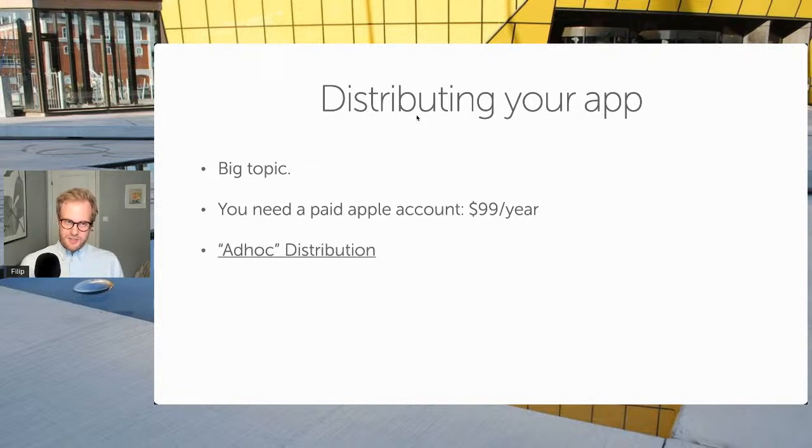There's something called ad hoc distribution, which is one way to distribute your apps. That requires you to collect all device identifiers, like unique tokens for all the devices that you need to install this to. It's kind of old school. What people mostly use right now is something called TestFlight distribution. As you can see, there are links to how to do that here in the presentation.